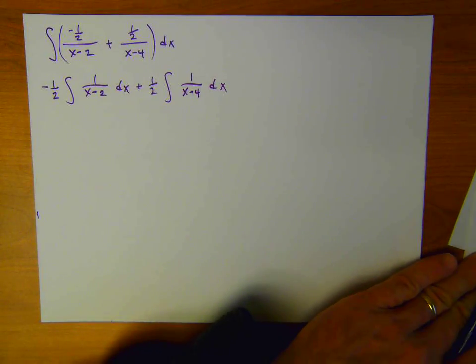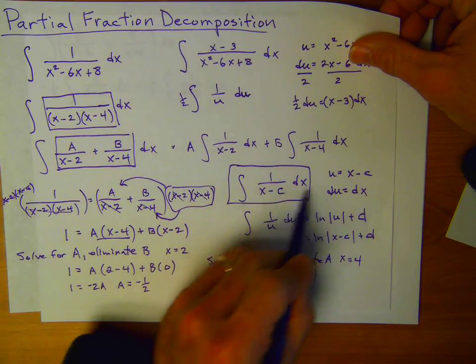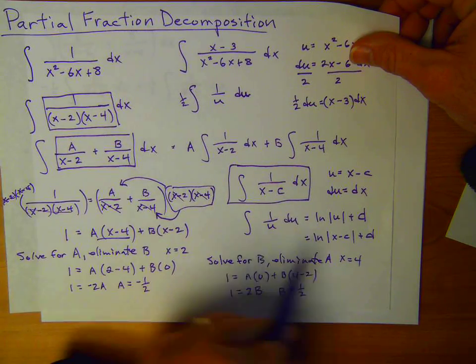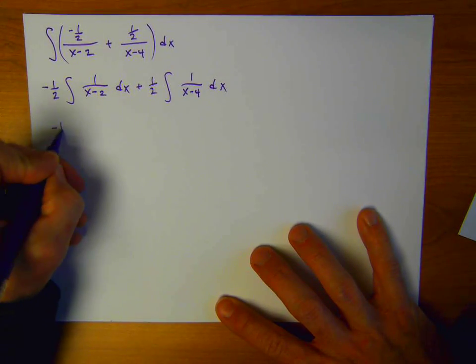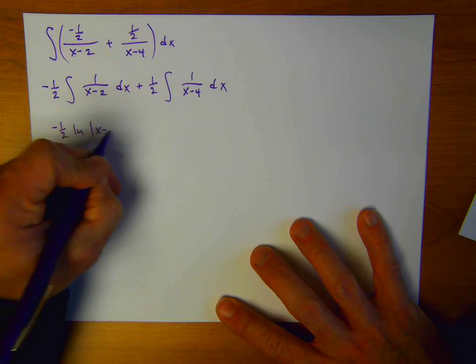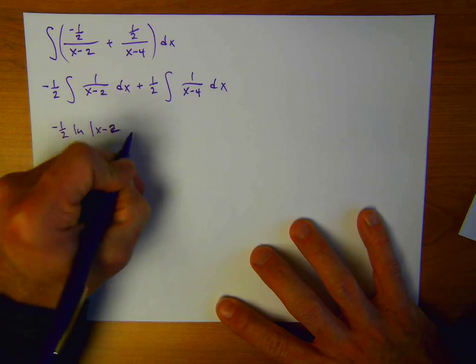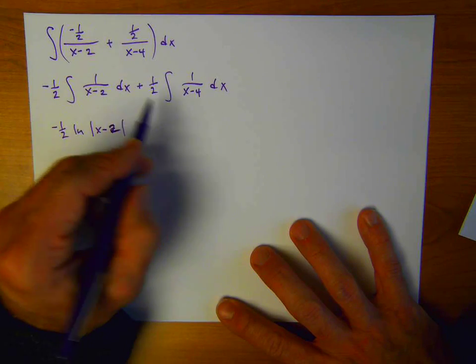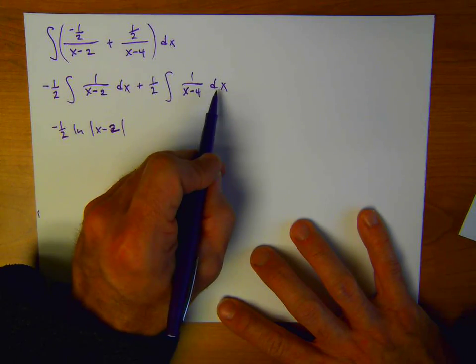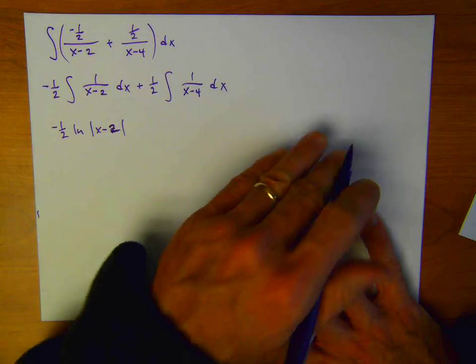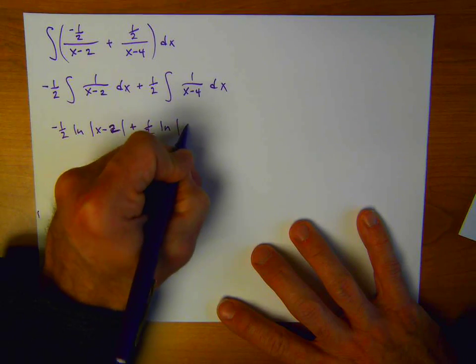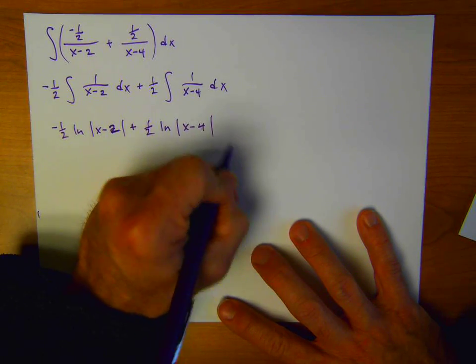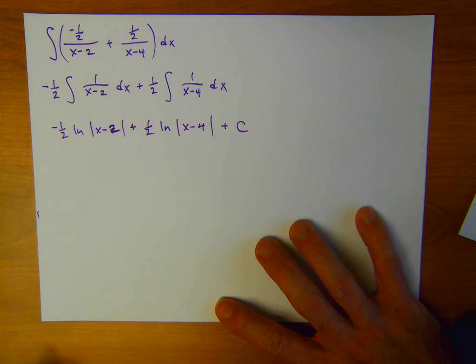And now we can come back to this property that we've already established, that 1 over x minus any number will give us the natural log of the absolute value of x minus c plus some constant. All right, so this gives me negative 1/2 natural log absolute value of x minus, whoops, I'm not working with the c anymore, it's 2. And that's going to have a constant added to it, but if we call this c1 and this c2, then together we can just call them c. So I'll just add my constant of integration at the end. Now, plus 1/2 natural log absolute value of x minus 4, and then add my plus c.